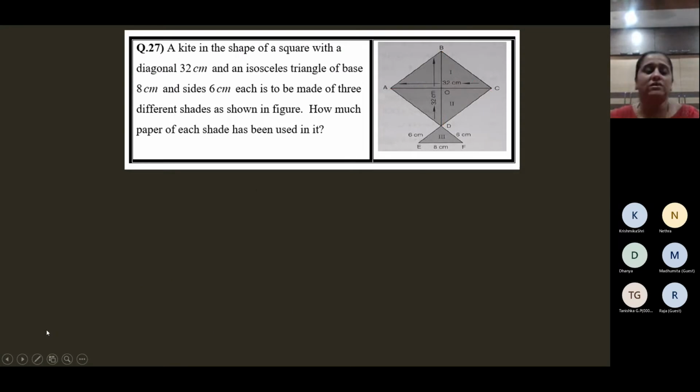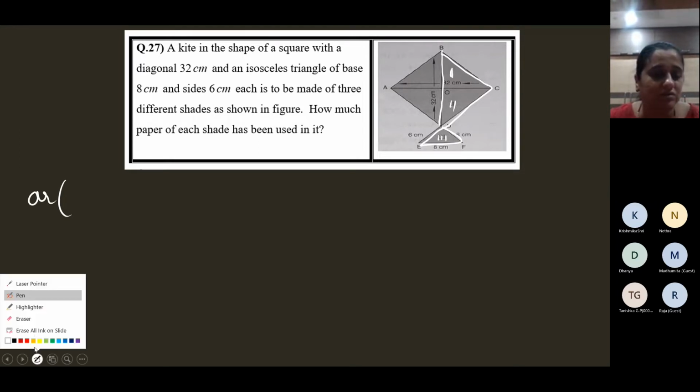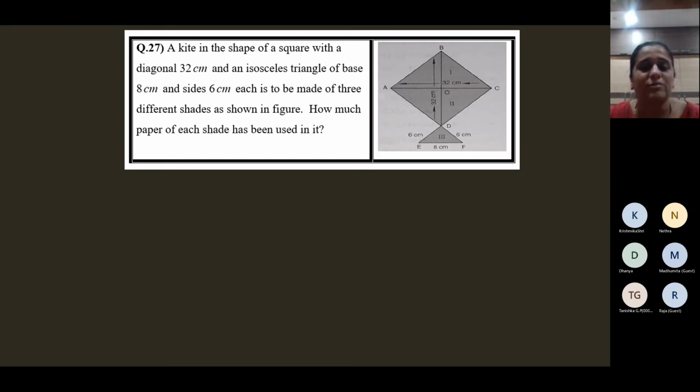Yes, Raja. Tell me which is region 1. BOC, ma'am. See, just because it is marked here, if this is region 1 and this is region 2 and this is region 3, is only this portion a kite? No, ma'am. Look at the question: how much paper of each shade has been used to make the kite? So you must understand that just because 1 is marked here, it doesn't mean that only this is region 1. Now tell me which is region 1.